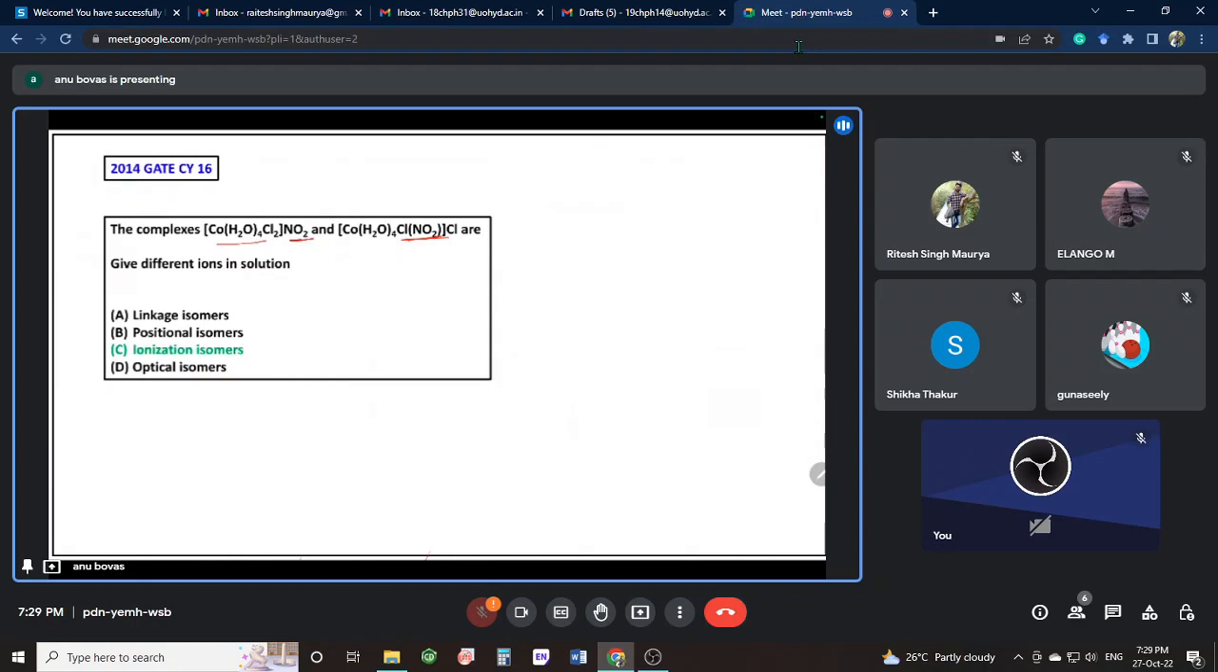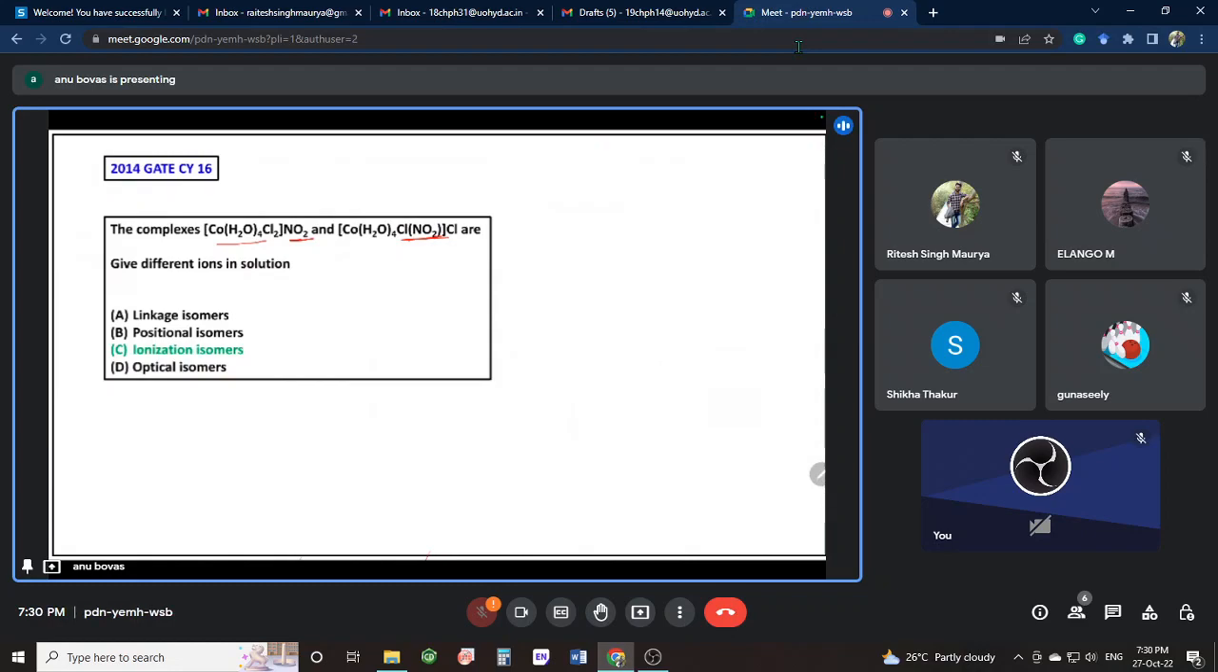If both NO2 are inside, then see whether it is linkage isomerism, NO2 or ONO, how it is represented. But in this case, it is very straightforward. You just have to see that it will give different ions and you will get the correct option. That is option C, ionization isomers.